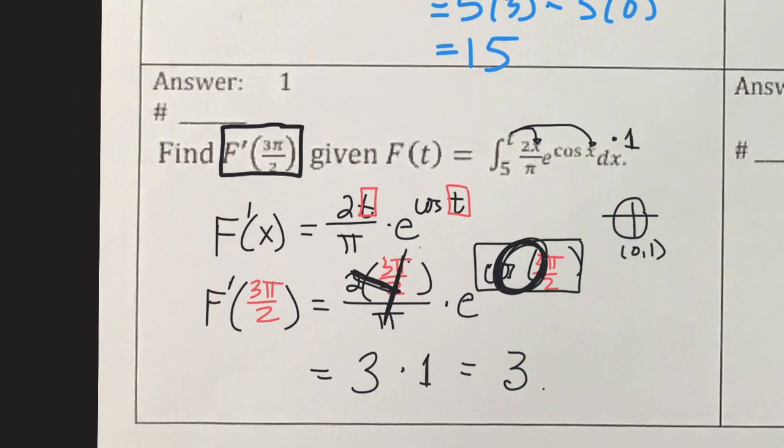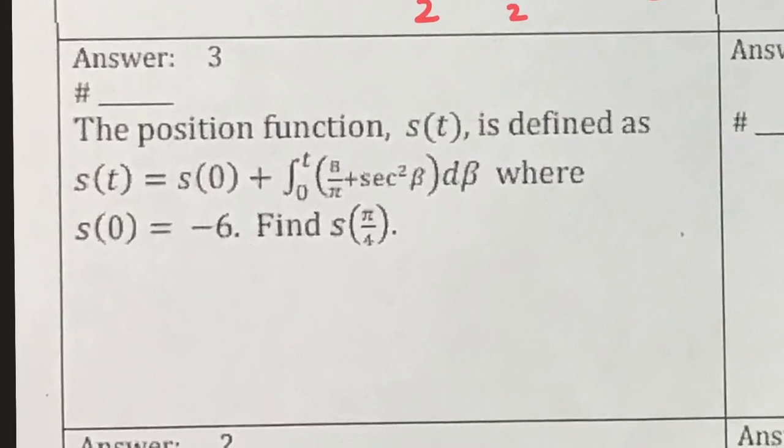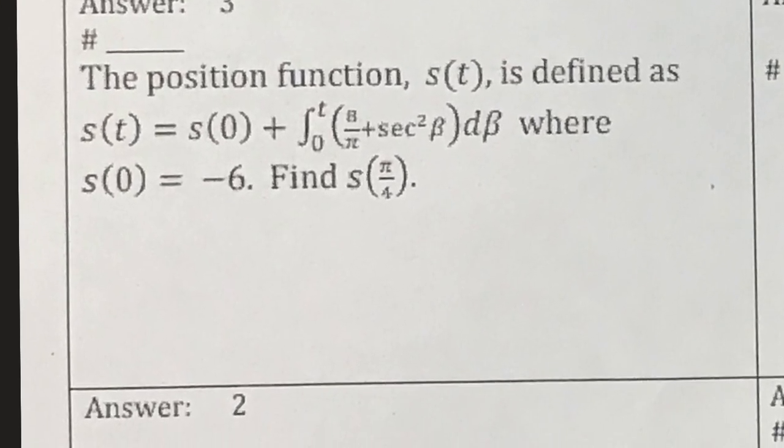Okay, and where does that take us? Back over here to this one. So it tells us we have some position function defined by this. So we have s of 0, this is its initial position, right? Its y value when time is 0, plus this integral of 8 over pi plus secant squared beta d beta. So once again, we need to plug in pi over 4 into our t value, is what we're trying to find, s of t, and do some integrating.